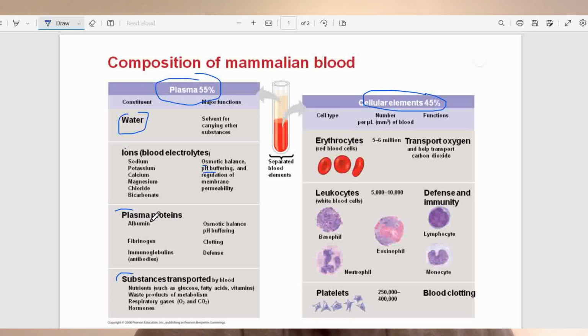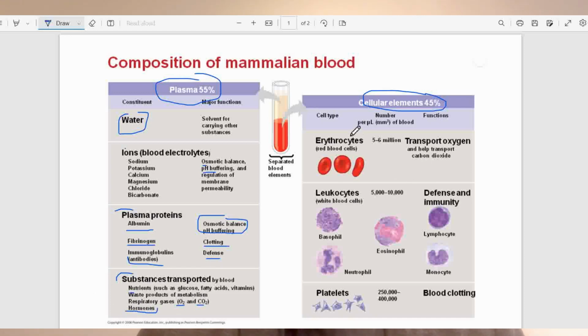Now, for the plasma proteins, there are different types. We have albumin, which plays a role in osmotic balance and also as a pH buffer. You have fibrinogen, which plays a key role in blood clotting, and you have the immunoglobulins, which play a role in defense. Now, the substances that are transported by the blood include nutrients such as glucose, fatty acids, and vitamins. You have waste products of metabolism. You have respiratory gases such as oxygen and CO2, and also hormones.